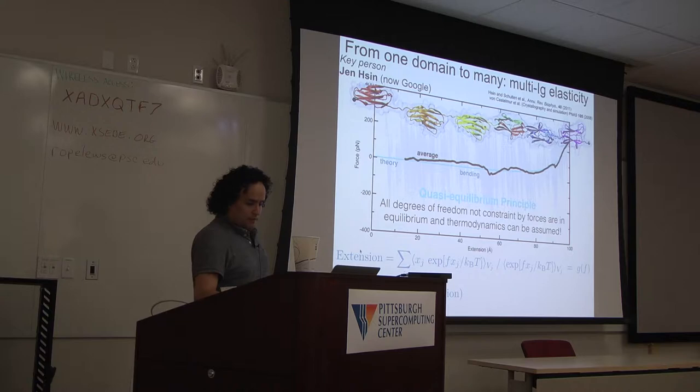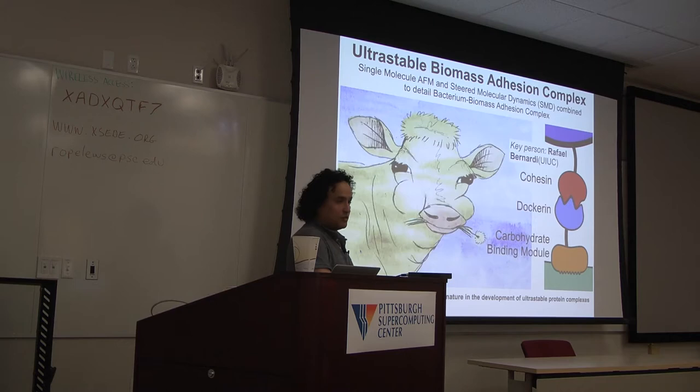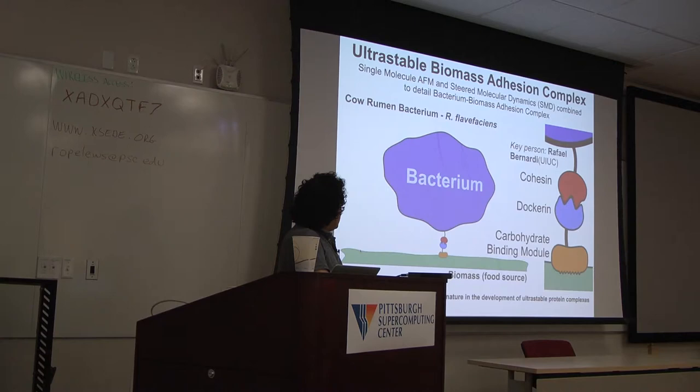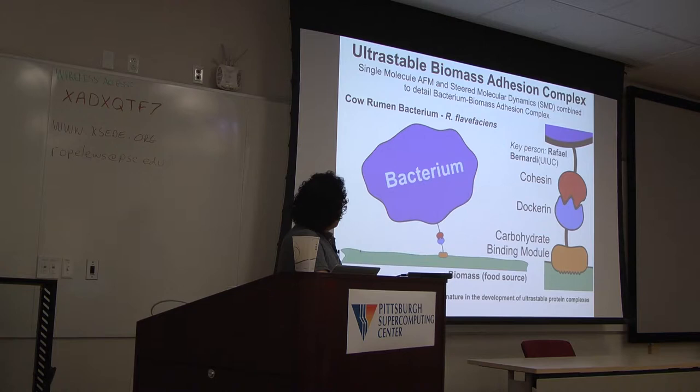Let's look at another example of SMD, and this is related to the gut bacteria in cows. This work was done by one of our colleagues, a postdoc in the group, Rafael Bernardi. The idea is that these studies can be applied to bioenergy and biofuel production. The interaction he has been studying is how cohesin and dockerin dock together, and this is one of the strongest non-covalent bonds in nature. The big question is, how does this bond work? What makes it so strong?